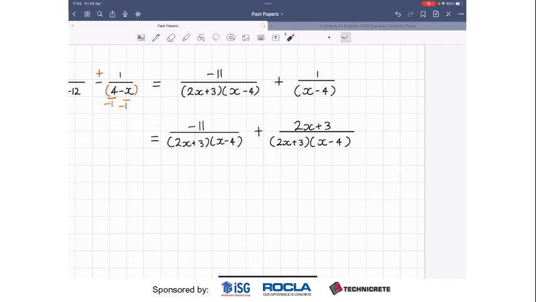And now I can join these together because they've got the same denominator, so I can just add. So I'll have negative 11 plus 2x plus 3 over this common denominator. And I can simplify the numerator by adding negative 11 to 3, which is going to be negative 8. And the 2x stays the same.